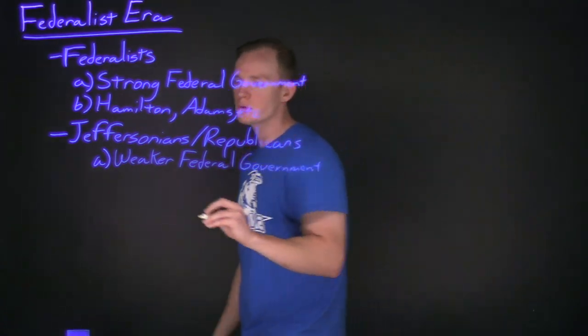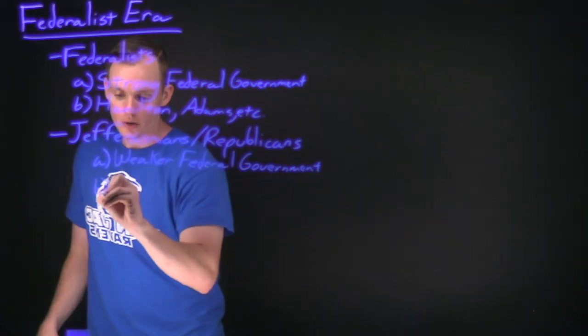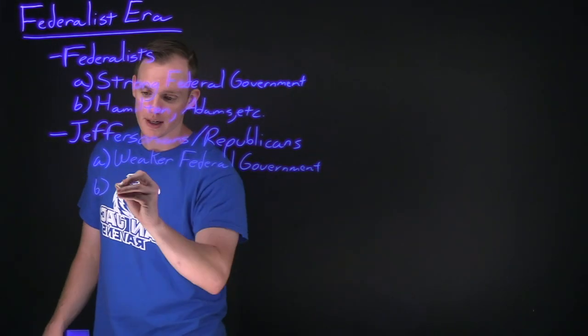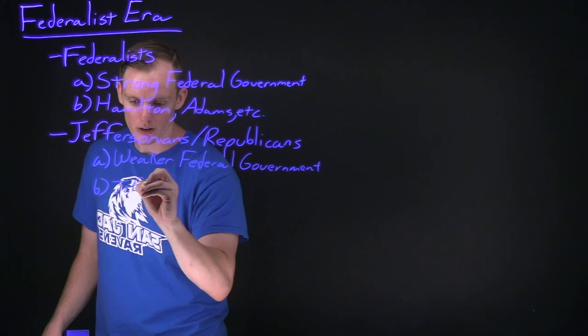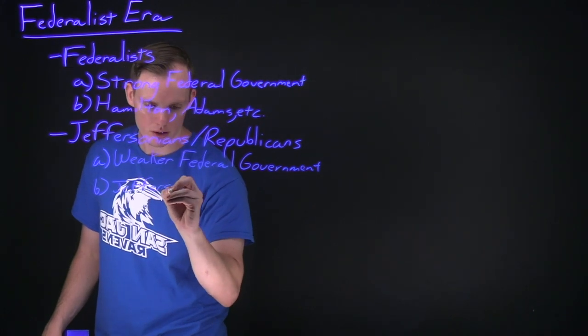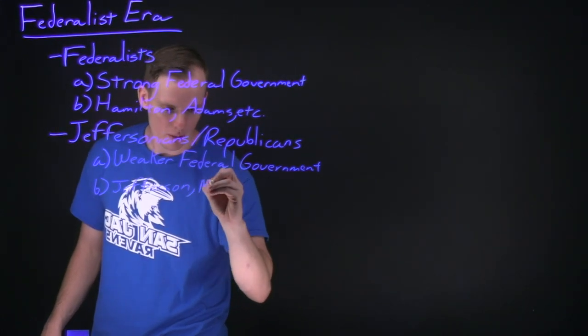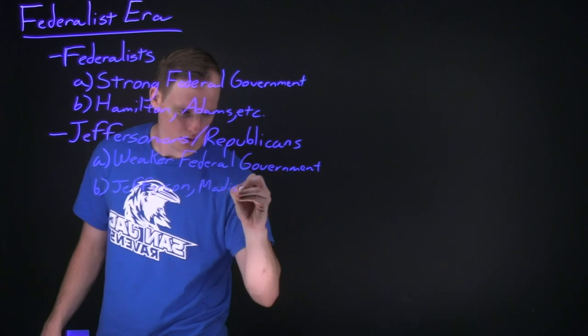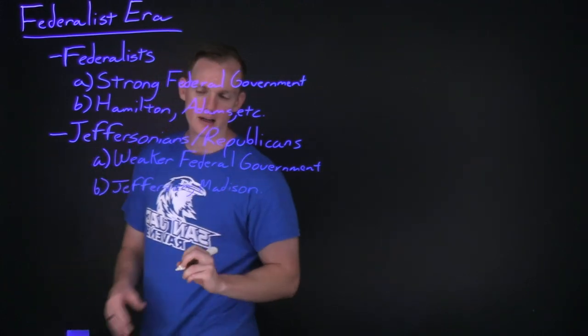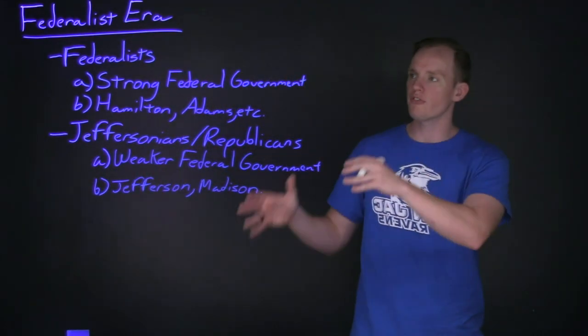Now, the key players within this faction are going to be, as you can probably guess by the name, Thomas Jefferson, and then also James Madison. Now, Madison's an interesting character because whenever we talked about him last time, we saw him as a part of the Federalist faction.